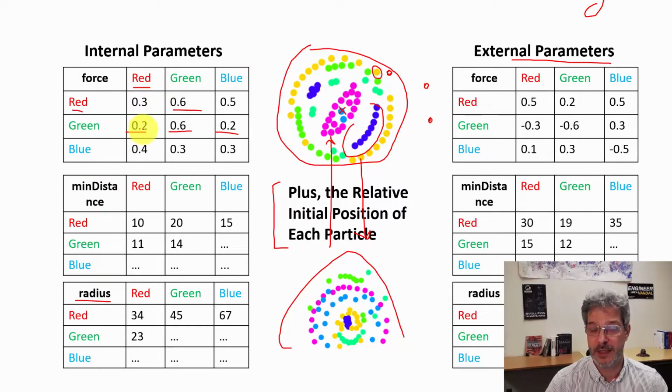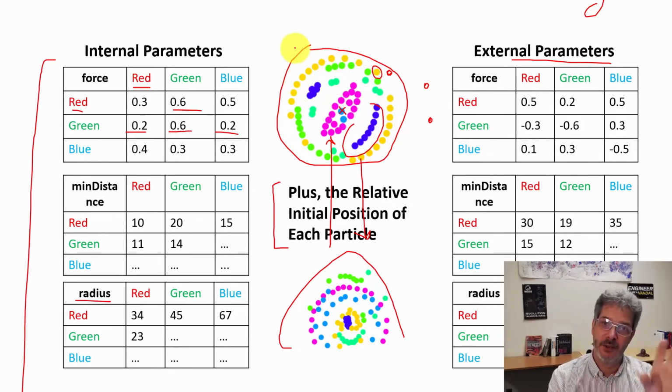So if this set of particles has all of these parameters, when this set of particles reproduces and divides, the new set has all of these parameters with a little bit of variation, a little bit of mutation. So in this set, maybe red was attracted to a red with a force of 0.3. In the new offspring, I'd add a little random value there. So this number could get a little bigger or a little smaller.